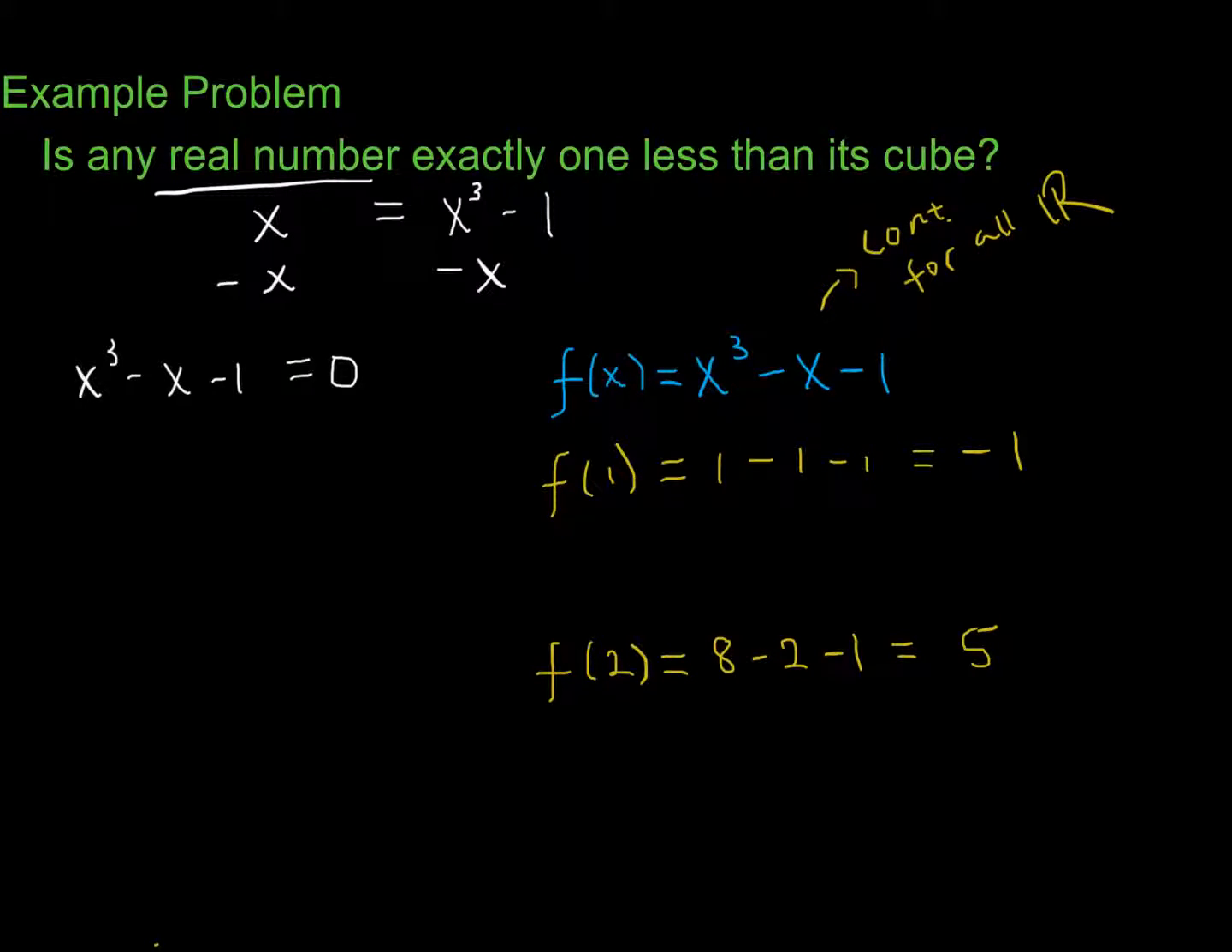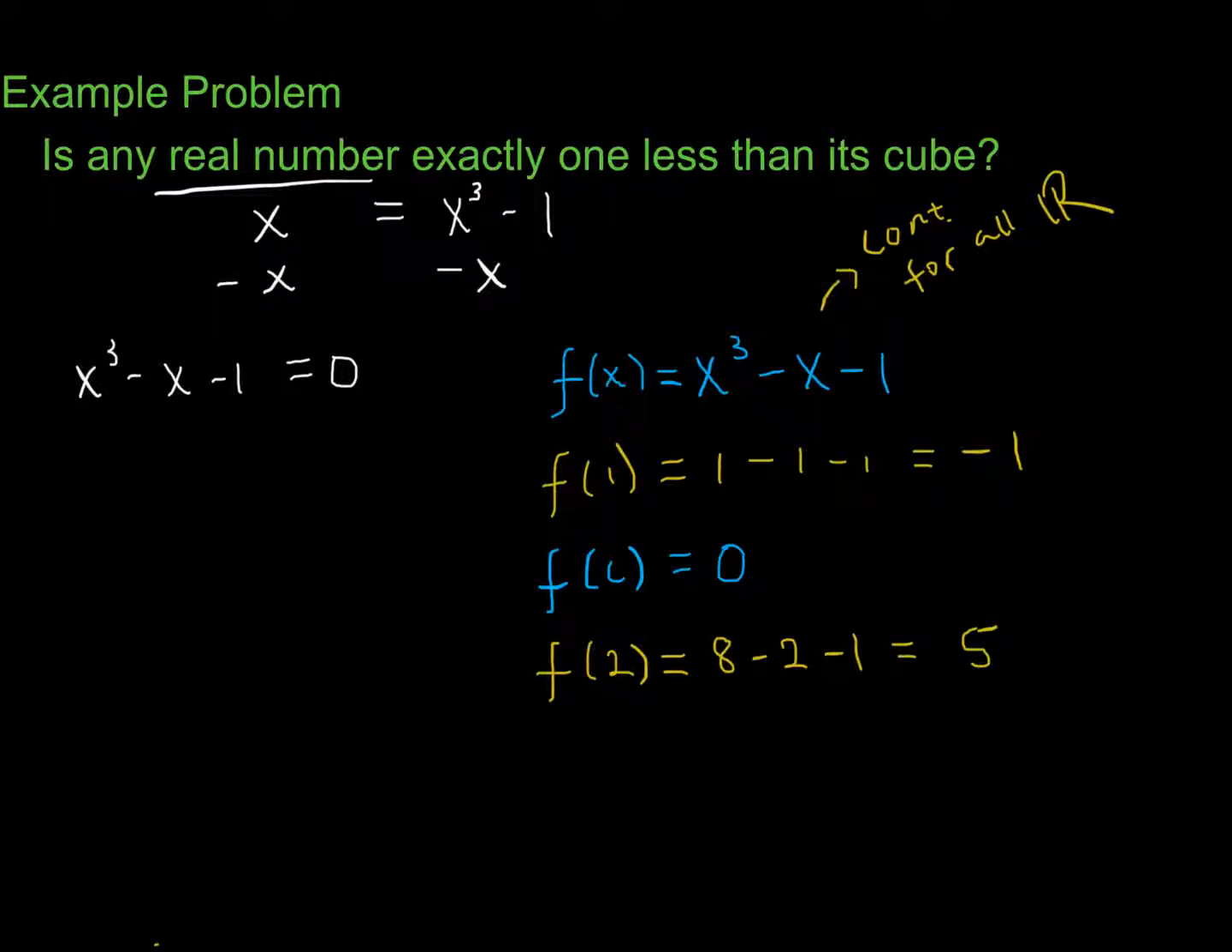Alright, so what does that mean? Well, the intermediate value theorem tells you that if you have a continuous function and you have some value a and some value b, and you know what the value is of the function at a and at b, in this case negative 1 and 5, then there is going to be some c value that will make your function equal to any value between negative 1 and 5. Meaning there's going to be some value c such that f of c is equal to 0.